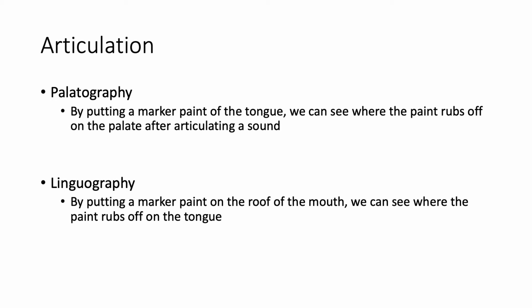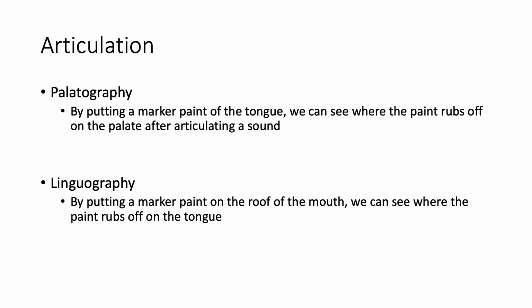For looking inside of the mouth and seeing what is happening in the mouth when the constriction is produced, we have other methods. First of all, the simplest method is palatography or linguography, which are related. In these methods, we basically put paint either on the tongue or on the roof of the mouth. And after the person produces a sound, we see where the paint was transferred.